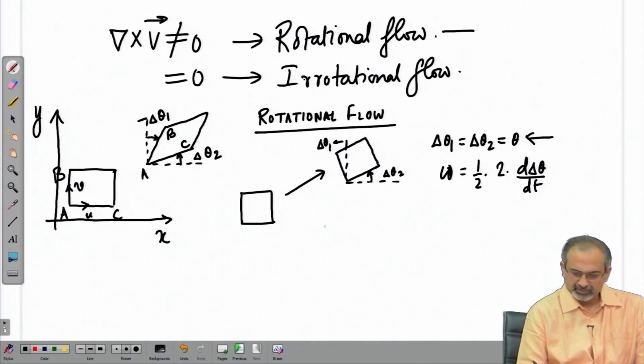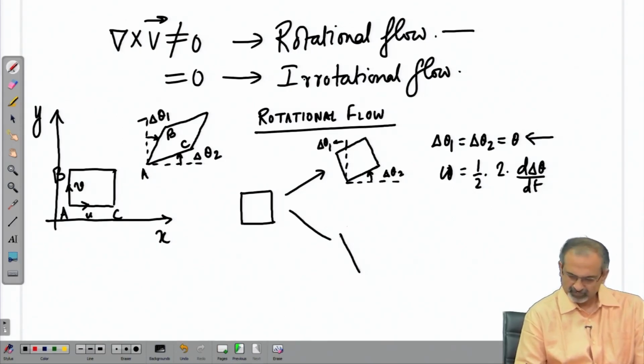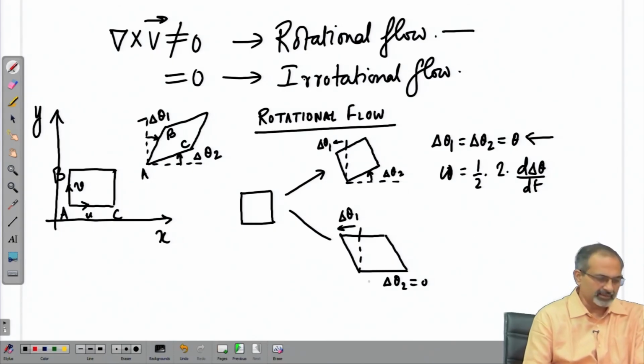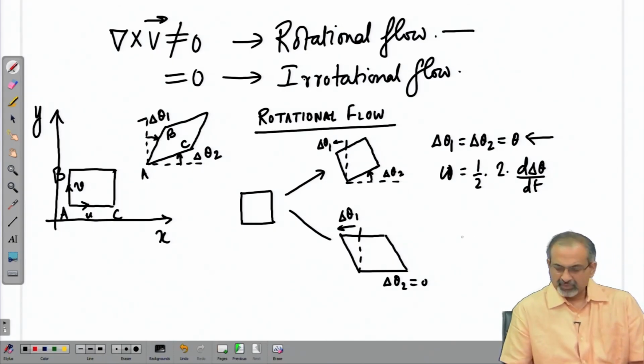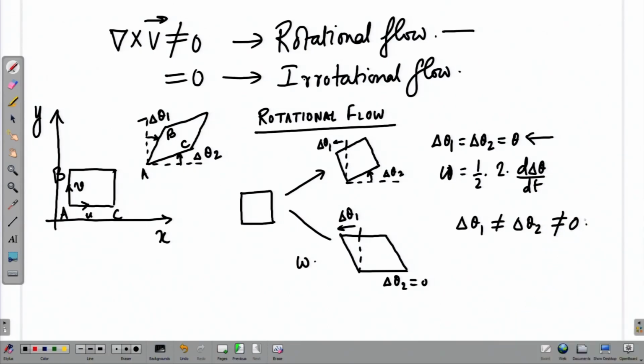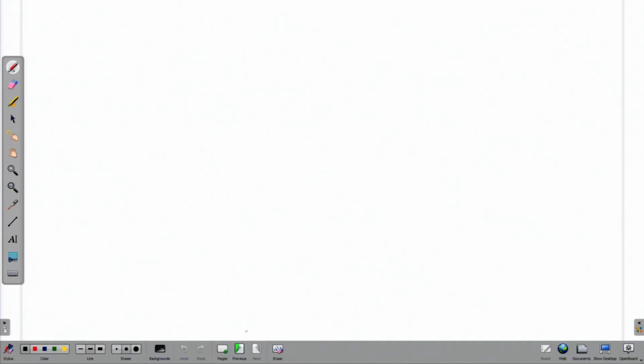You may have another situation where the element deforms like this. One side remains as it is, while the other tilts by an angle delta theta 1, and therefore, you will still have a non-zero value of omega. In a general case, you will have delta theta 1 not equal to delta theta 2, but both are not equal to 0. So, these are typical situations of rotational flow. How about irrotational flow?